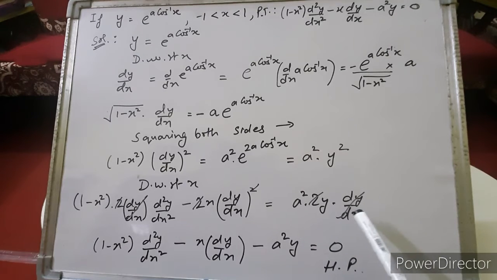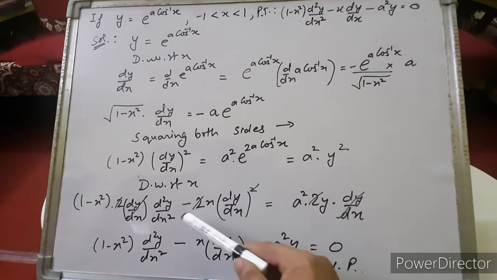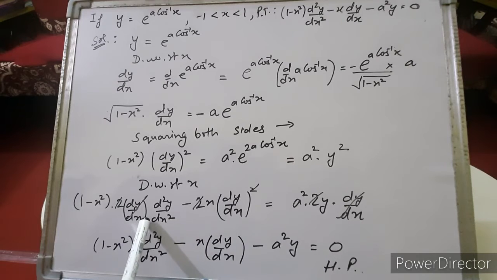And you can see that dy by dx has been cancelled from the right hand side and the left hand side. So dy by dx, this square will get cancelled, and this whole term will get cancelled. And 2 similarly will get cancelled. So finally, what is remaining? Under root 1 minus x square d2y by dx2 minus x dy by dx, and a square y when transferred to that side will become minus a square y equals to 0. So this is the result that we have to prove, right? Understood, children? Note down please.